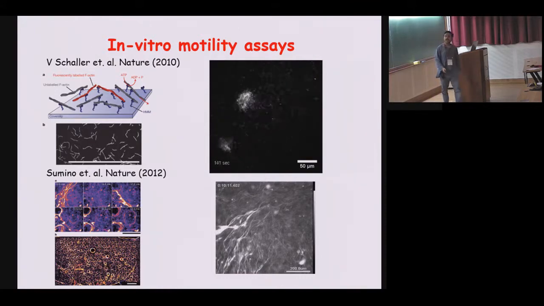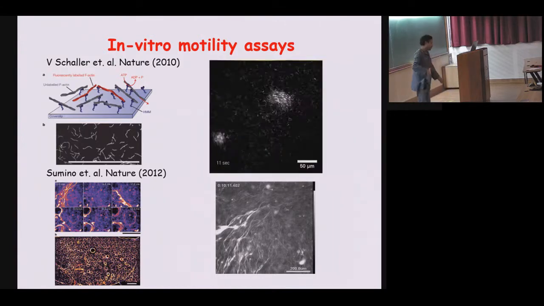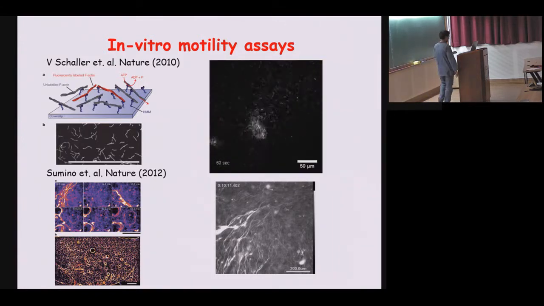Let me just play this movie. Anyway, so you would have seen that this actually forms very fantastic vortices, and each of these vortices could be of the order of 40 microns in diameter. That's really significant. The filaments move around inside these vortices.